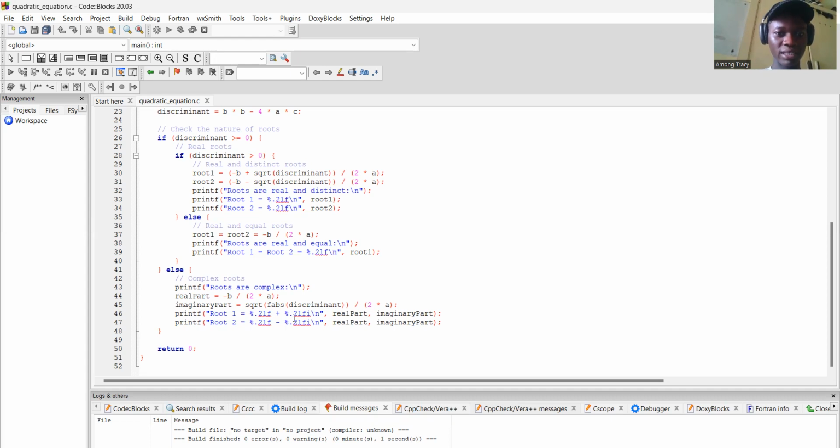Root 1 will be equal to this. Then we assign back to the variables in which you're picking these placeholders. And then root 2 will be equal to the same thing. And then you'll be done coding your program. And of course, since it is C language, you have to close it up with return 0, and then you do everything as you're supposed to do.